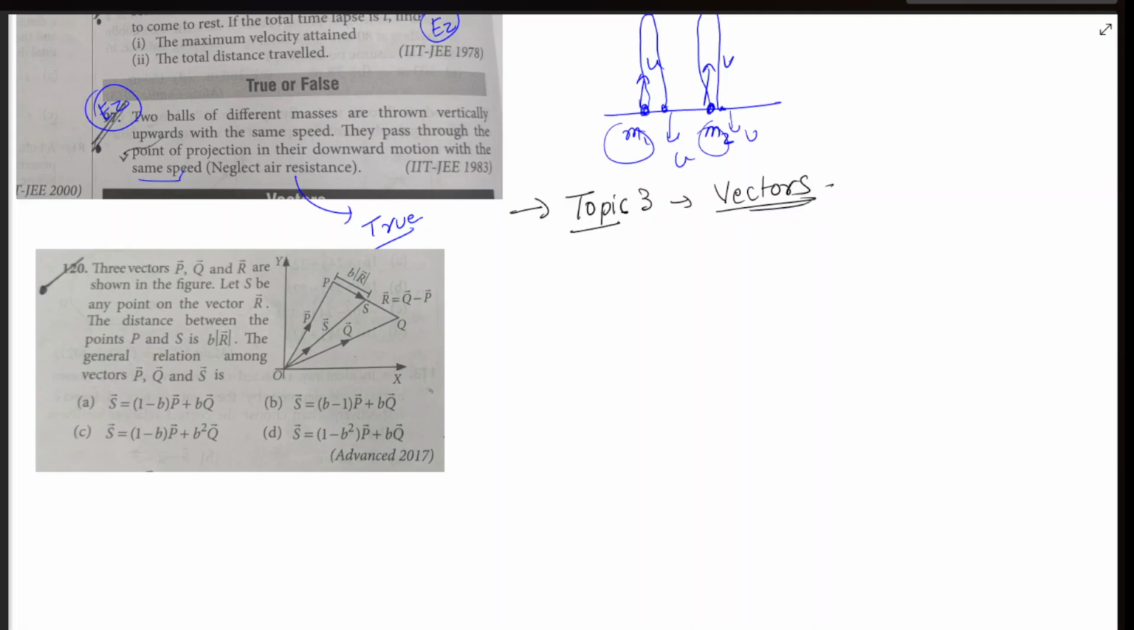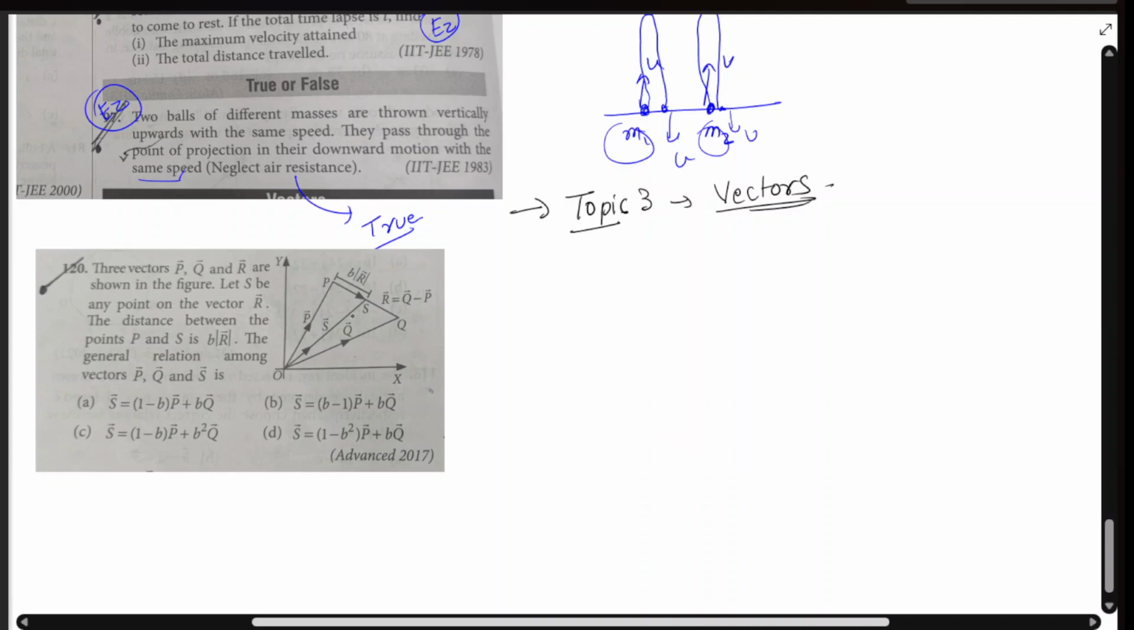Okay, perfect. So we have three vectors P, S, Q, and this is R vector. Okay, this PQ is R vector. This PS is given will be the distance is BR. This is the distance, okay? Okay, so I have to find S in terms of P and Q, right? I have to find S in terms of P and Q.